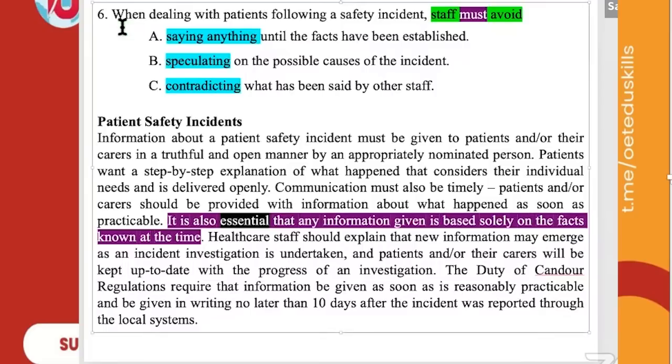Essential means must. It is also essential that any information given is based solely on the facts known at the time. You should speak based on the facts. Don't speculate. Don't simply predict. Staff must avoid speculating on the possible causes of incident. Did you get it? Only based on the facts, no speculation. Speculation means maybe this will be like that, maybe that will be like this, all speaking about the future. Predicting. Speculation means predicting. Hope it is clear.